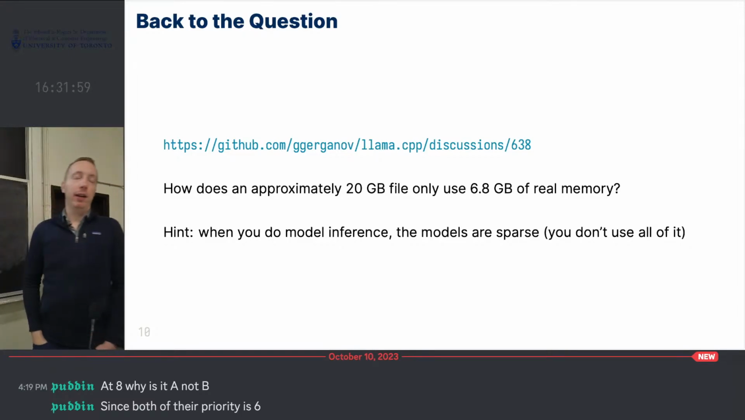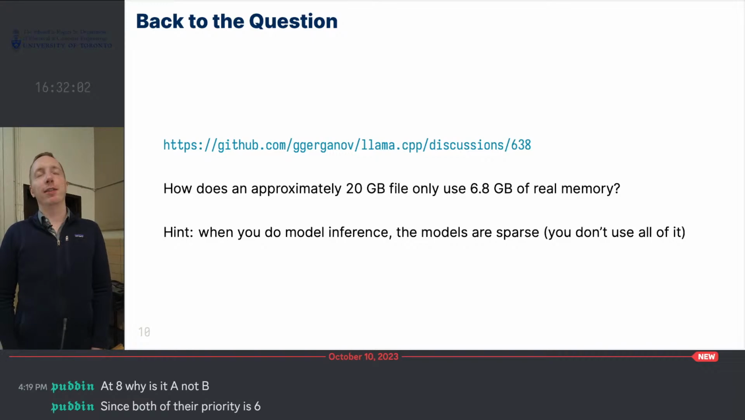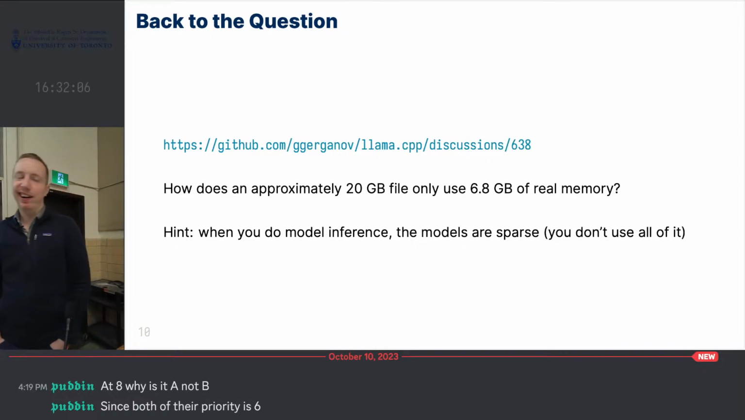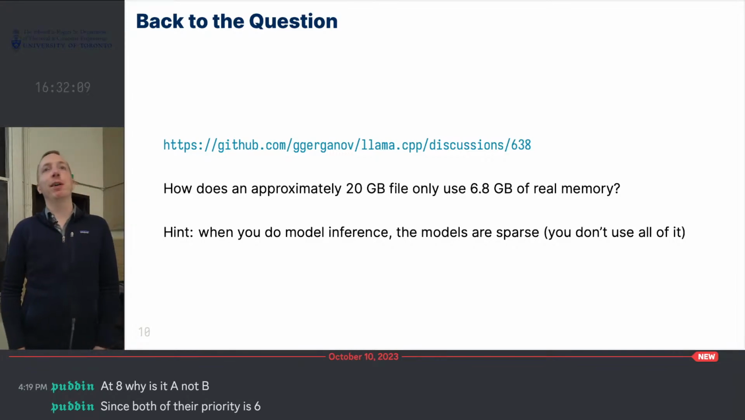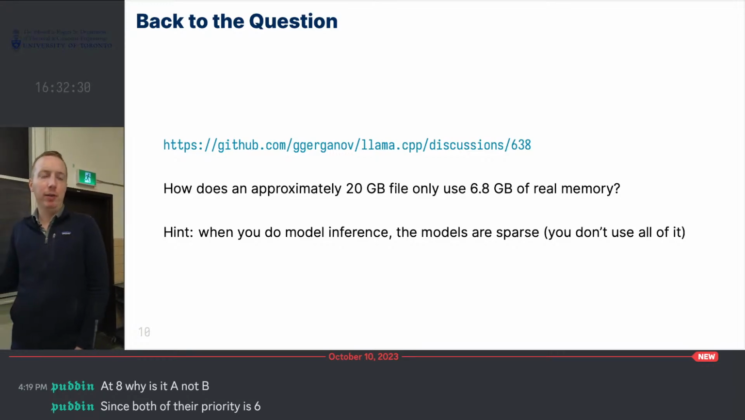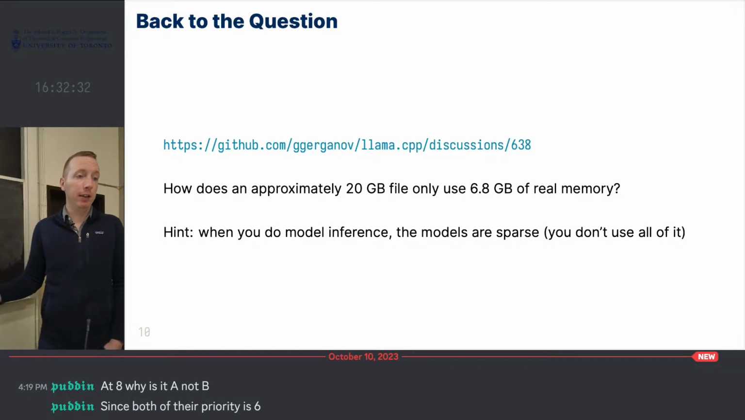So if you go into the discussion, someone says, oh yeah, all I did was mmap it, because large language models, usually whenever you do inference, you do not use all of the model to do a single inference. You only use parts of the model. So all it does is mmap that 20 gig file, and that's it. It just reads from it, whatever parts of the model it reads from. Let the kernel figure it out, read it into memory. In this case, it only uses a few gigabytes instead of the entire file.